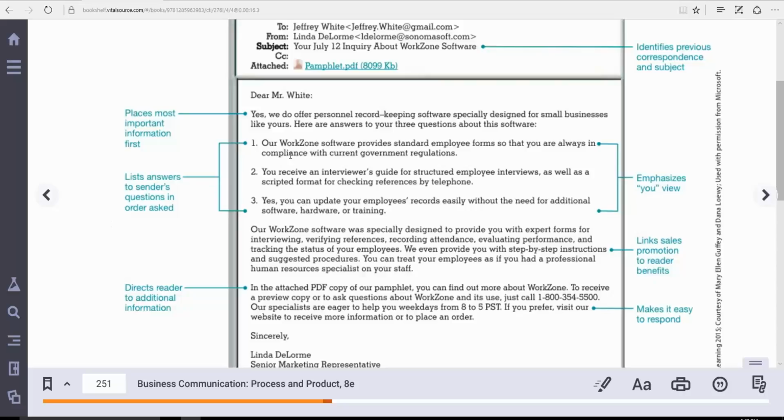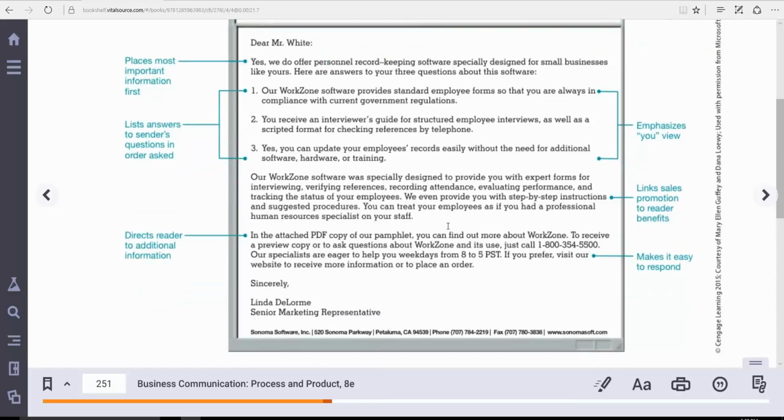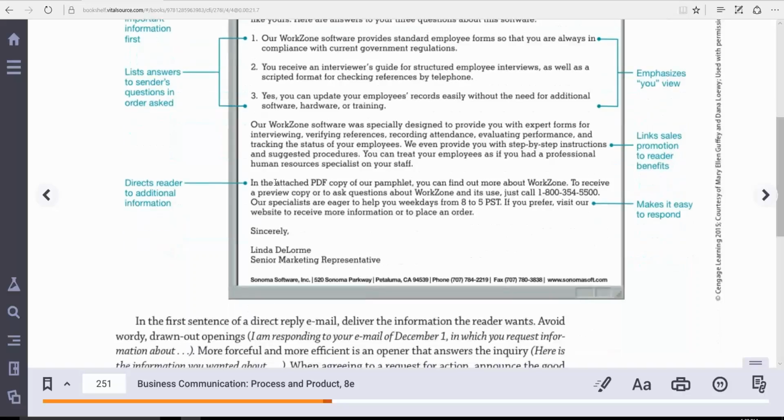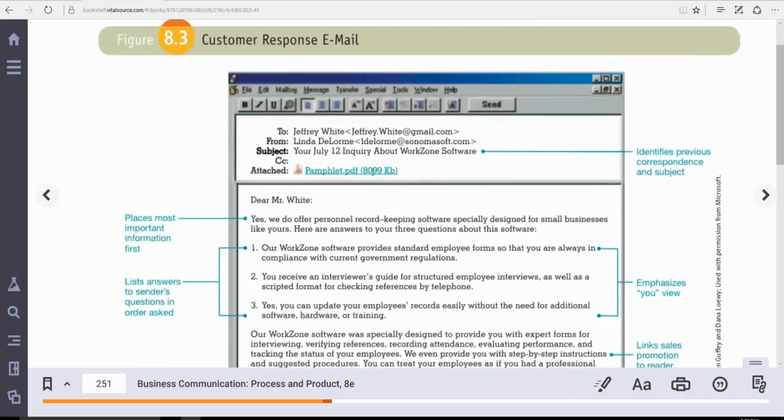And it's easy to see the answers to these 3 because they correlate to the questions from the previous one. And it says WorkZone software is specifically designed to provide you with expert forms in interviewing, verifying references, and it goes on. Link sales promotions, reader benefits. We even provide you with step-by-step instructions and suggested procedures. It directs the reader to additional information in the attached PDF copy of our pamphlet. So they're referencing this.